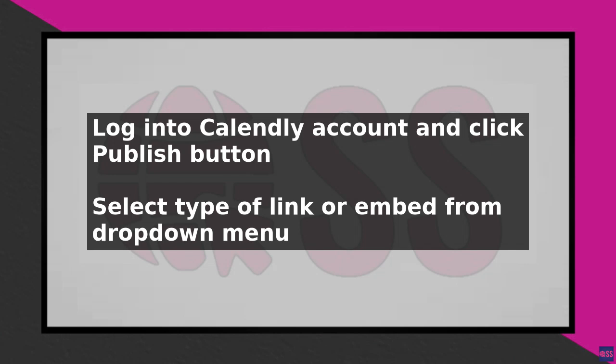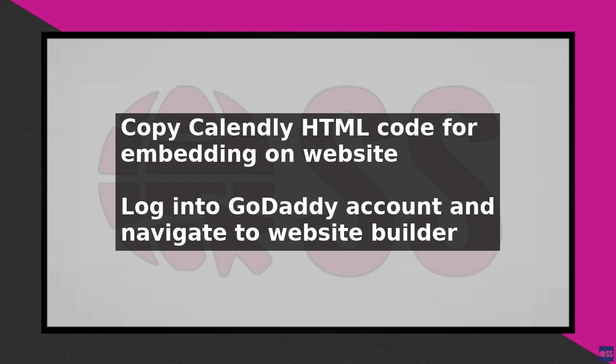Now, log into your GoDaddy account and navigate to your website builder. This is usually found under the Websites and Domains section of your account. Once you are in the website builder, click on the Pages tab and select the page where you want to add Calendly. This is usually the Contact or About page.